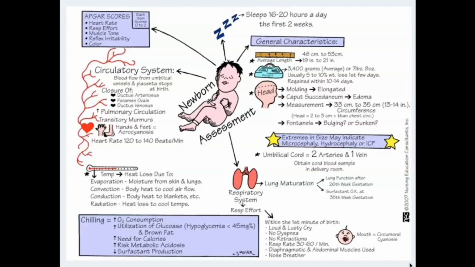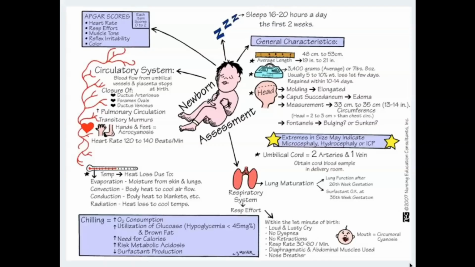You want to make sure that they're not bulging or sunken. Extreme sizes in a newborn's head may indicate either microcephaly, hydrocephaly, or increased intracranial pressure. So if you have bulging fontanelles on a newborn, it usually has to do with increased intracranial pressure. If they're sunken in, that has to do more with dehydration. Typically, you're not going to see sunken fontanelles on a newborn within the first 24 hours.